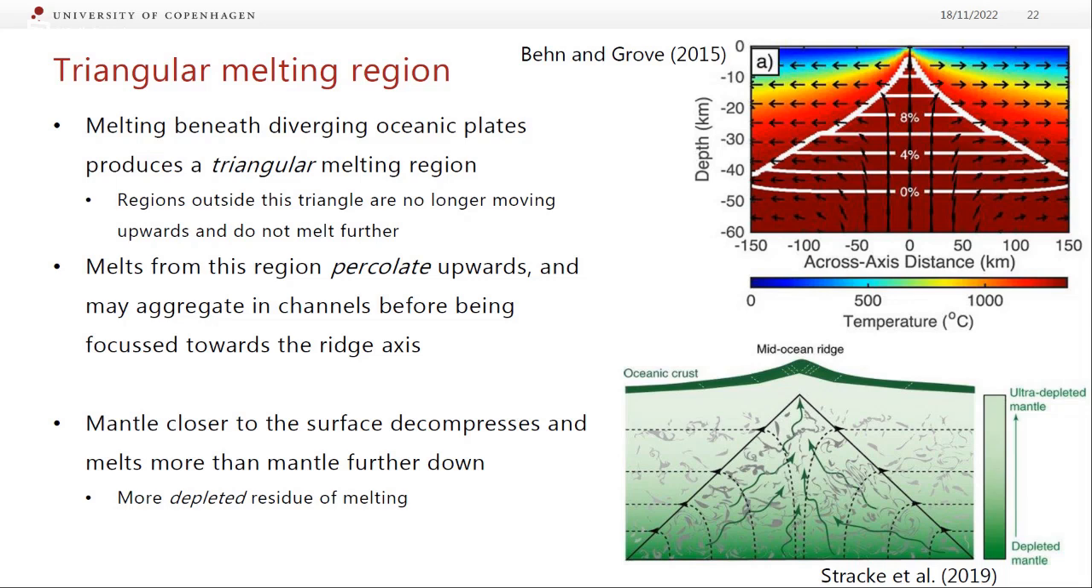Does anyone know why we get a triangular form? Just because of the viscosity? It's to do with the geometry of this spreading. The lithosphere is really thin here, so I can upwell a really long way and melt and melt and melt, and then I get pulled sideways. I think the diagram shows it really well. But the lithosphere is quite thick here, so I only melt a little bit, and then I get pulled sideways. So the overall shape of that is triangular. Everything over here is no longer moving upwards, so it's not melting anymore. The melting region is just this area where mantle is moving upwards.